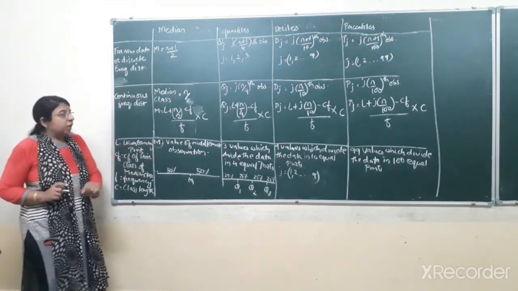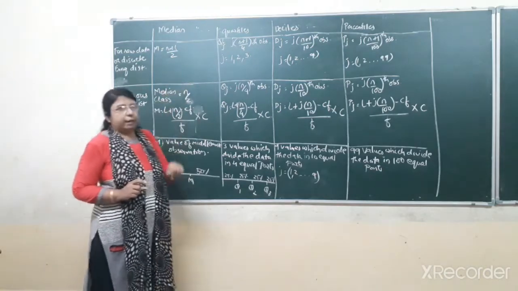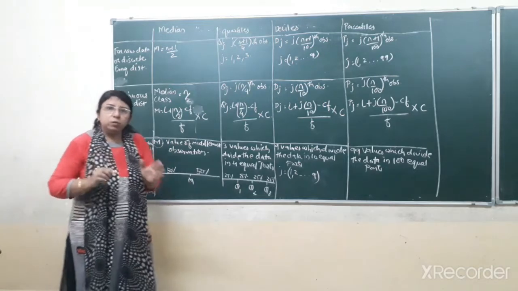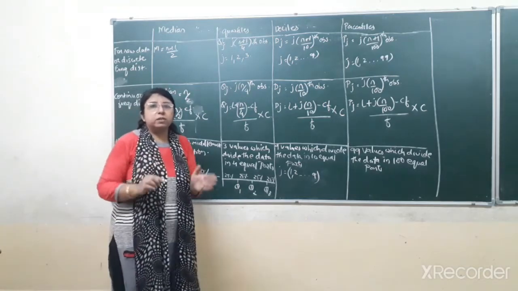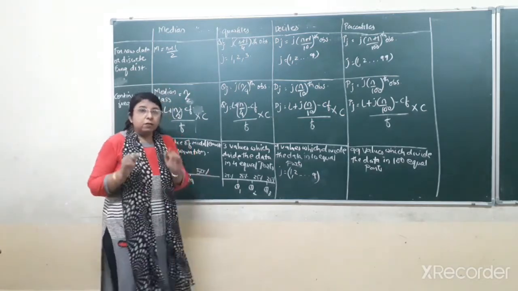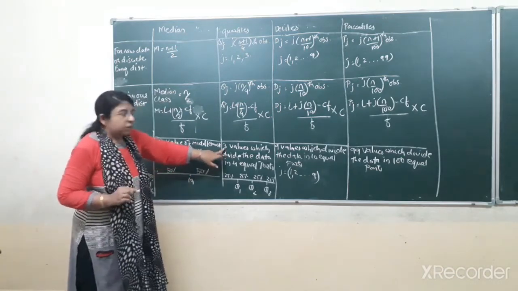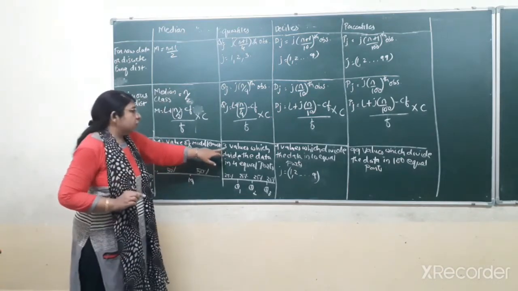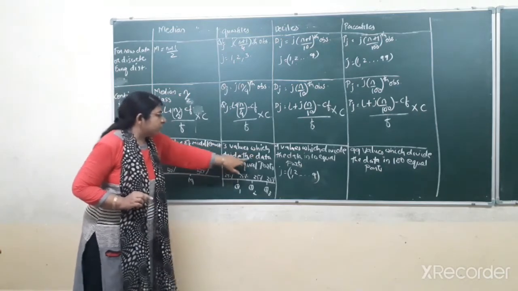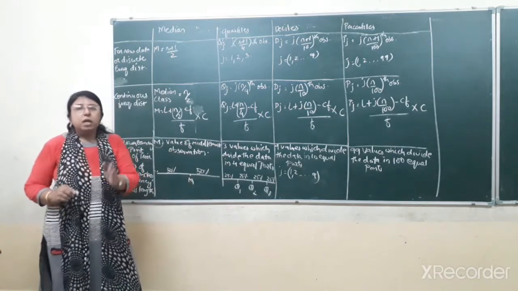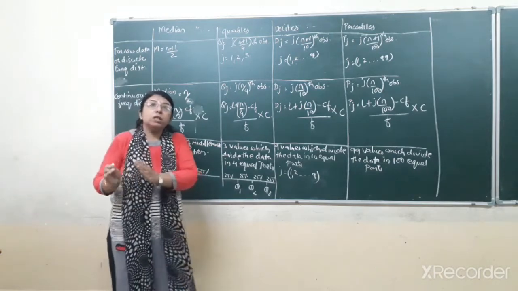What is median? Now let us understand what are quartiles. Quartiles divide the observations. Here also the observations first of all are to be arranged in ascending or descending order, and it divides into 4 equal parts. You can see the explanation that I have written over here, that is 3 values which divide the data into 4 equal parts.